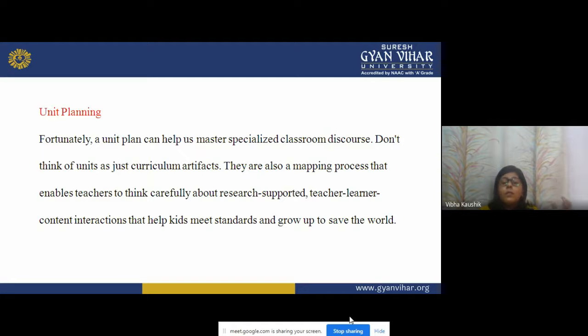What will be the teacher-learner interaction that is based on the content which the teacher is going to teach? Content interaction that helps kids meet standards and grow up to save the world. These interactions will help the kids to meet standards, the benchmarks, and grow up to save the world. And this learning will help them to save the world at large.